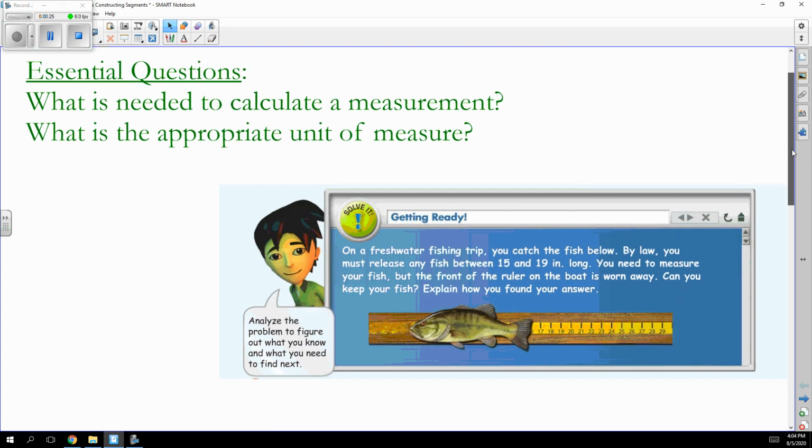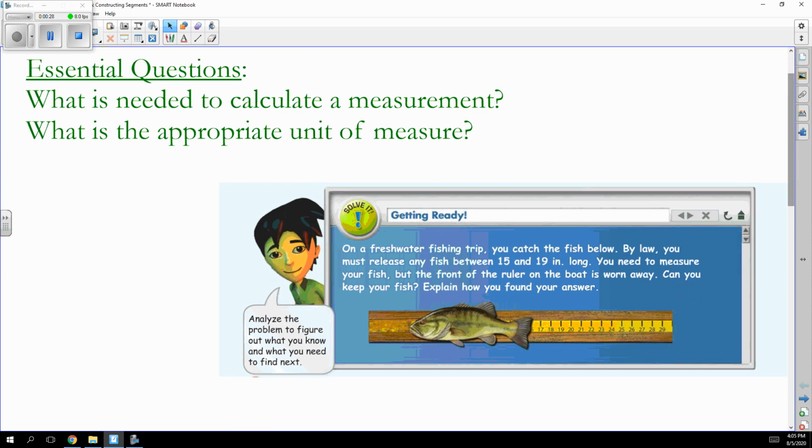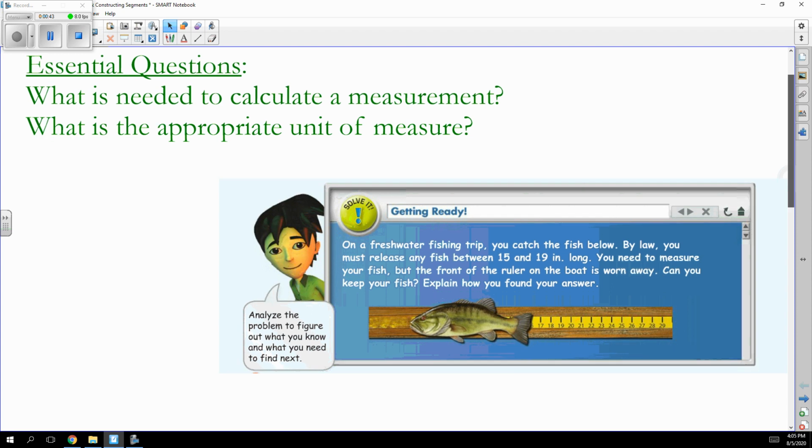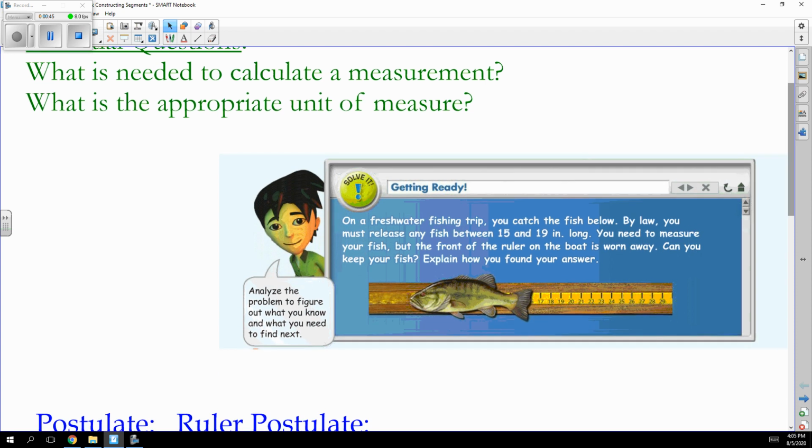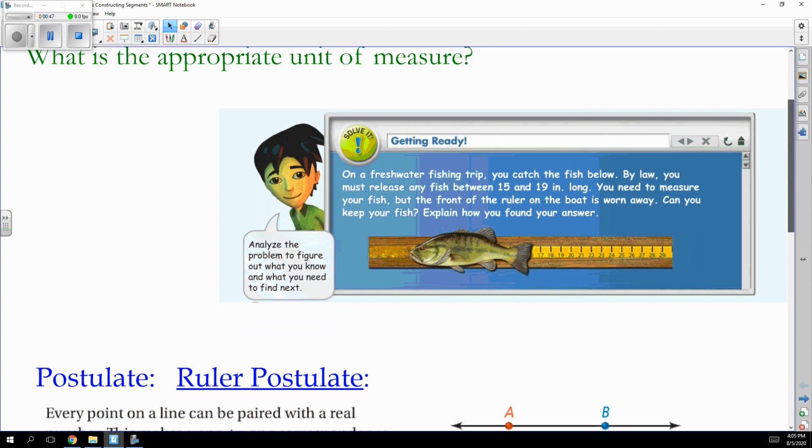ruler. I think most of you probably know how to use a ruler, and be sure that when you do use a ruler that you know and are familiar with measuring with centimeters and millimeters, or measuring with inches and fractions of an inch. And if you're not sure, then we can talk about it in class a little bit. So some of your essential questions are like, what kind of information do you need to calculate a measurement, and what's an appropriate unit of measure?